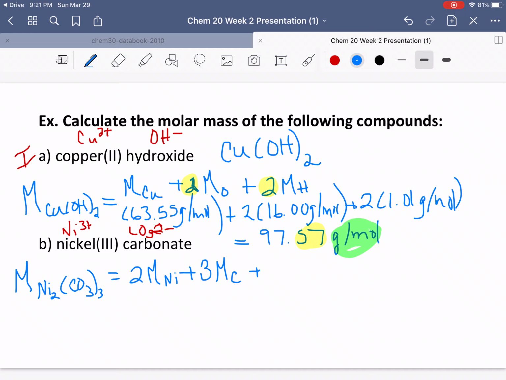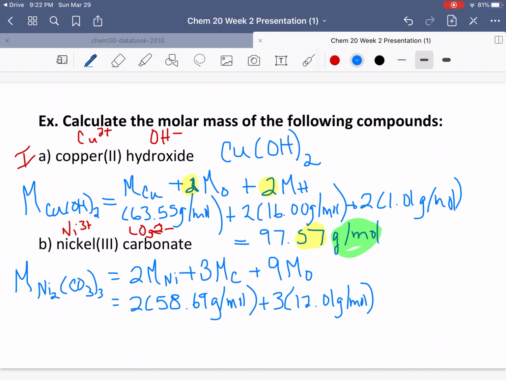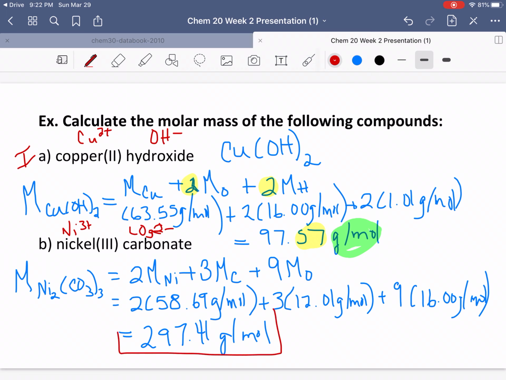Same thing, be super careful about the oxygen. There's not 3 of them, there's 3 times 3. So there's 9 oxygens. Start plugging in your numbers. 2 times 58.69 grams per mole. Remember, added to, plus 3 times 12.01 grams per mole, plus 9 times 16.00 grams per mole. When all those get added together, we have 297.41 grams per mole.